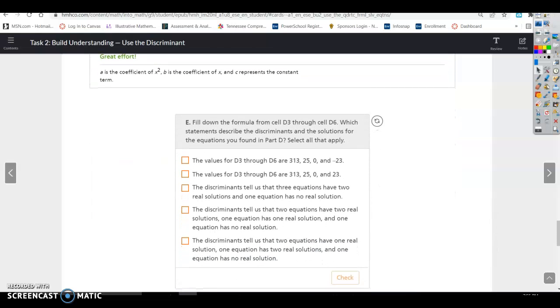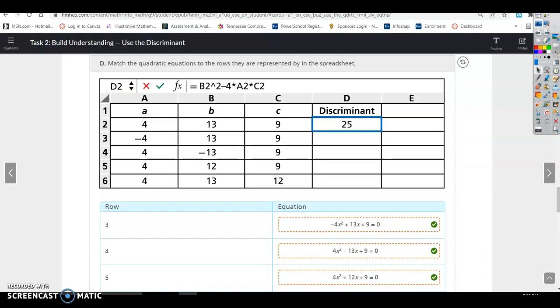All right, it says fill down the formula from cell D3 through D6. Which statements describe the discriminants and the solutions for the equations you found in part D? Select all that apply. So it looks like the first thing we need to do is find the discriminant for the rest of the table. Remember the discriminant, new vocabulary term, b squared minus 4ac, is the part under the square root in the quadratic formula. This determines whether you have two real, one real, or no real solutions.